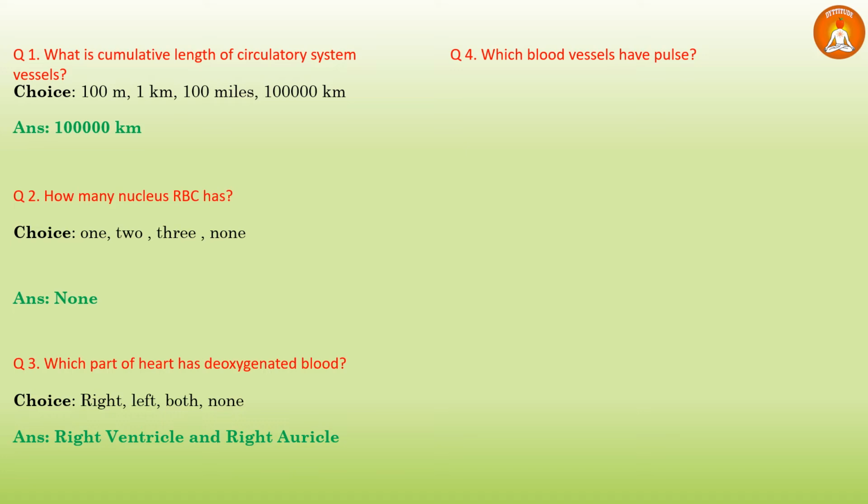Which blood vessels have pulse? Naturally, pulse will be there where the pumping of the heart pushes the blood, and the choices are artery, vein, both, none of them. And which blood vessels is it? The answer is artery. Okay.